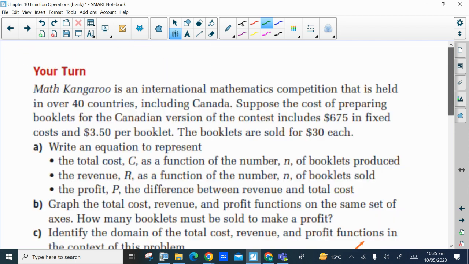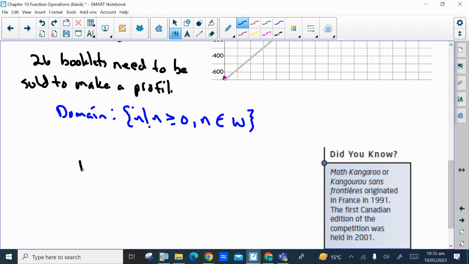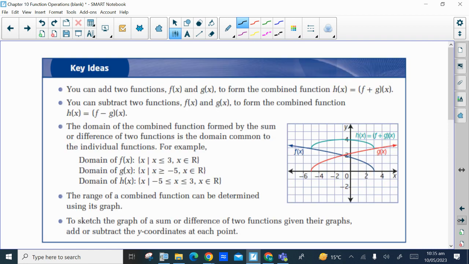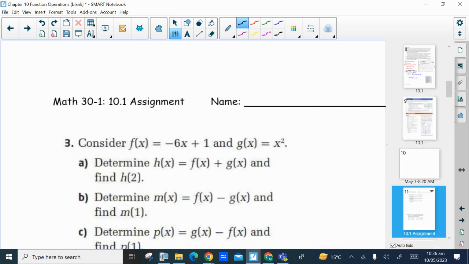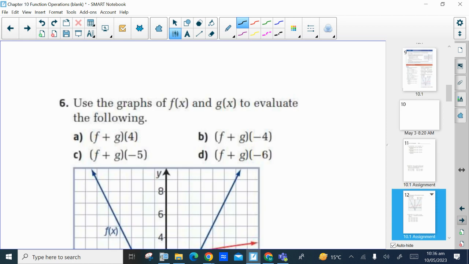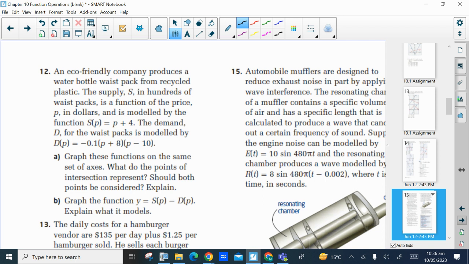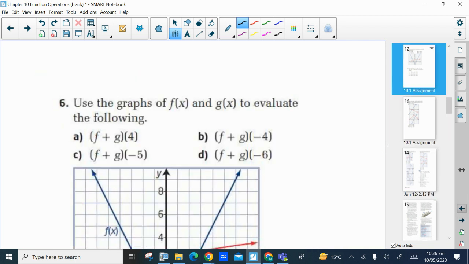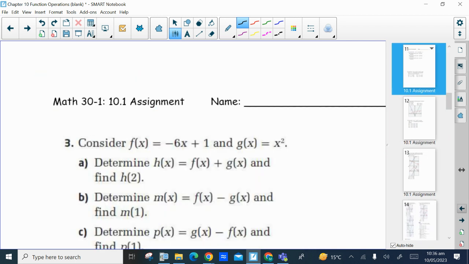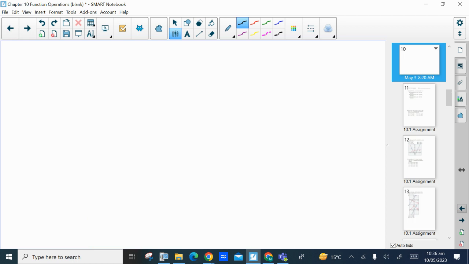Okay? So in the booklet, you'll see a 10.1 assignment. It starts on page 11. Page 11, 12, 13, those 3 pages. Or no, sorry, 14 as well. So those 4 pages is what you should be working on for practice. I will post the solutions to Google Classroom so that you can check your answers. Okay?